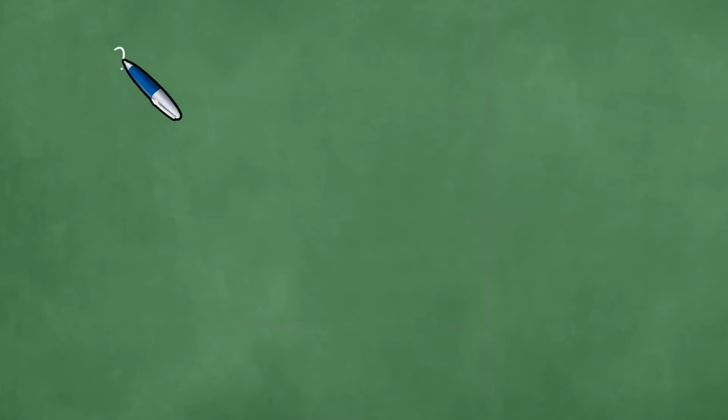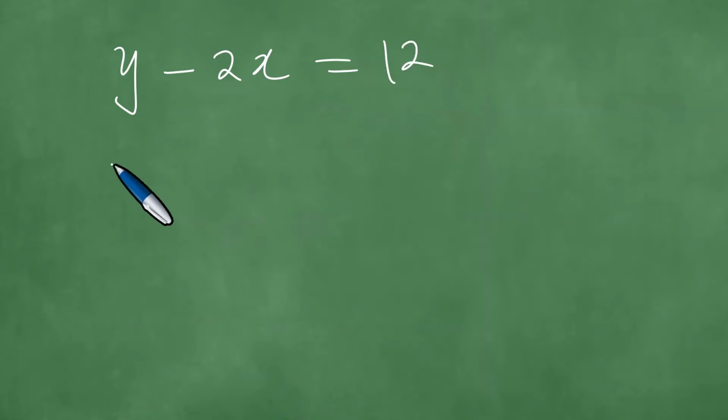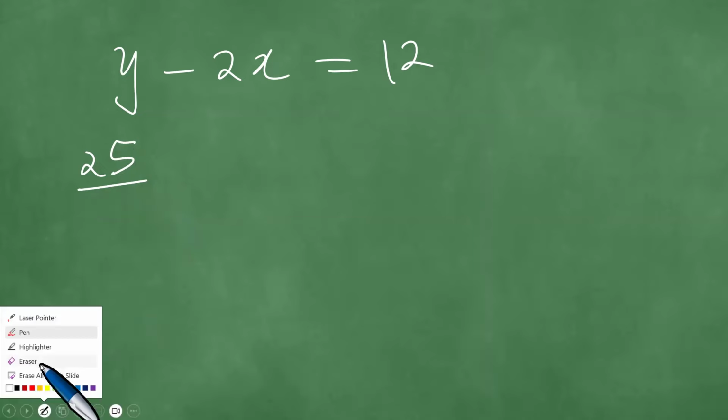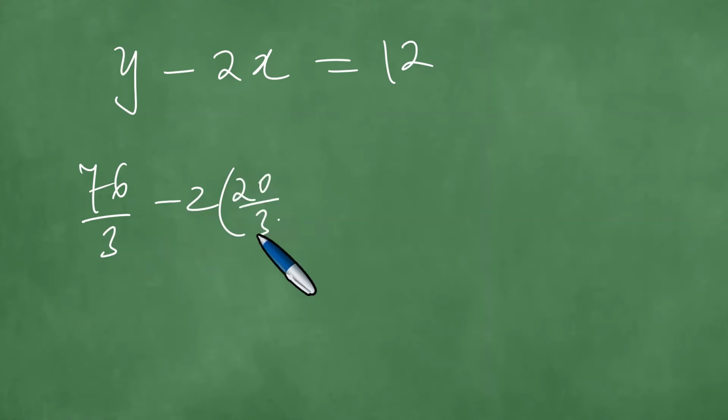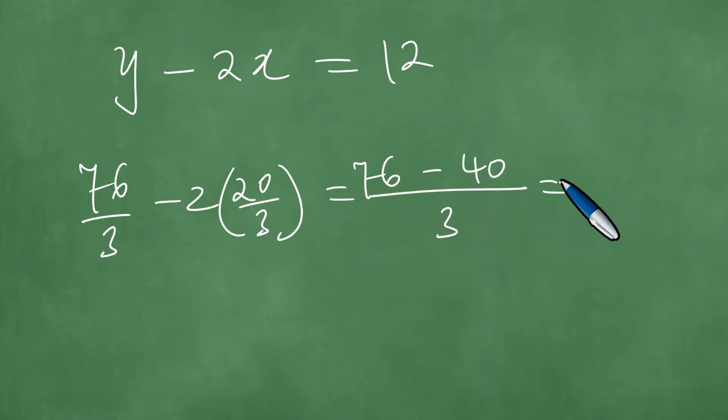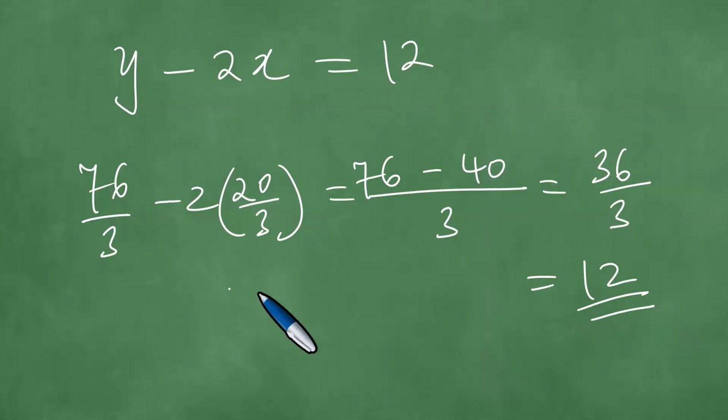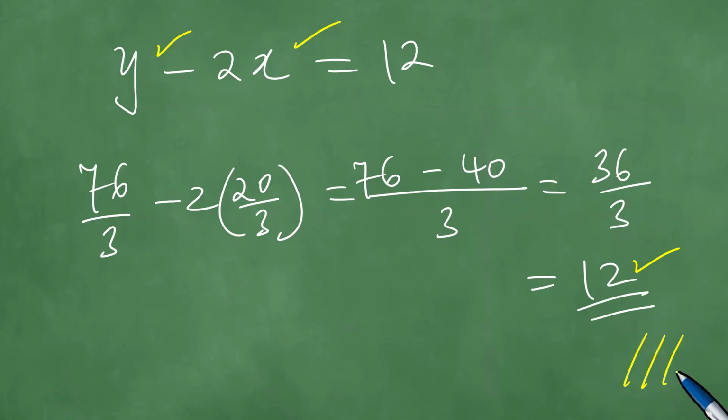The further check is that the larger number is 12 greater than twice the smaller number. We know that y is 76 out of 3, so y minus 2 into x, where x is 20 out of 3, is 76 minus 40 out of 3. This is the same as 36 out of 3, which is exactly 12. So it agrees with the fact that the larger number is 12 greater than twice the smaller number, and we have concluded this solution to the problem.